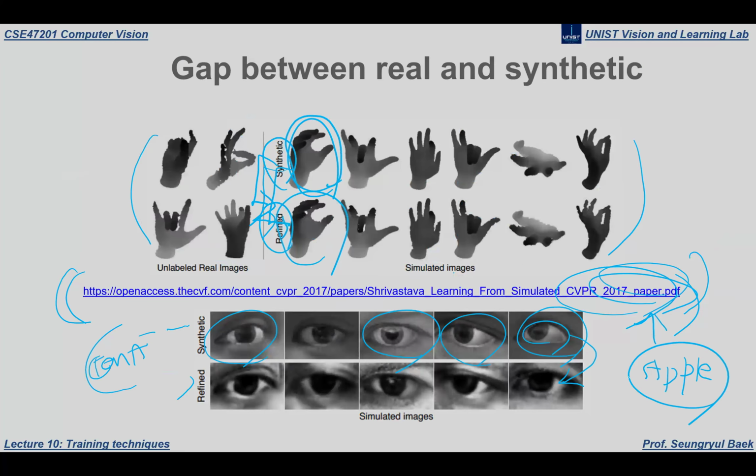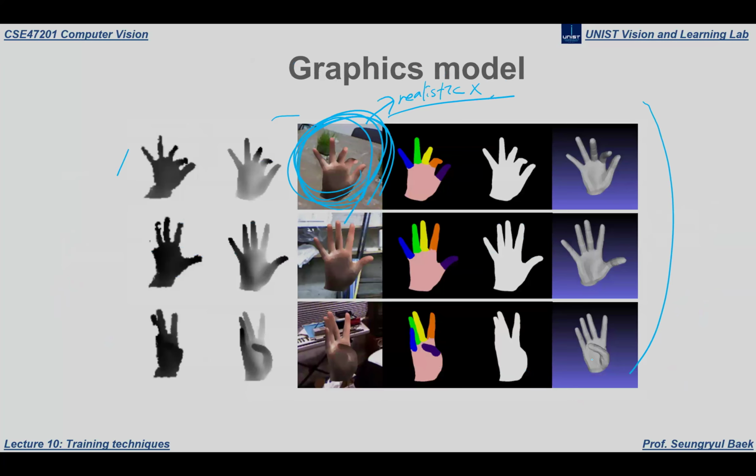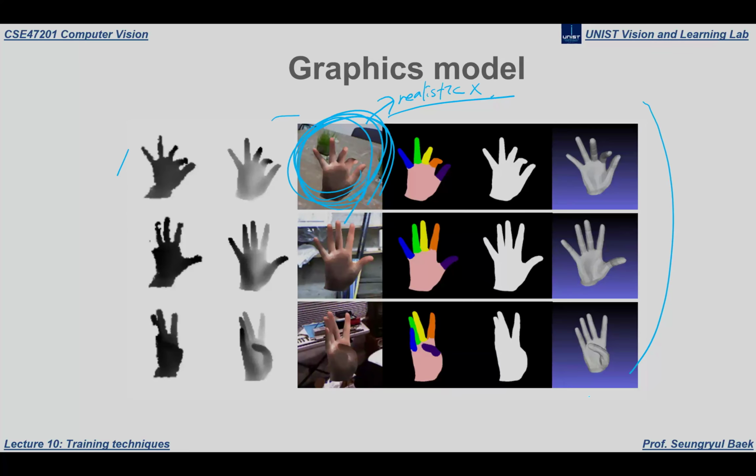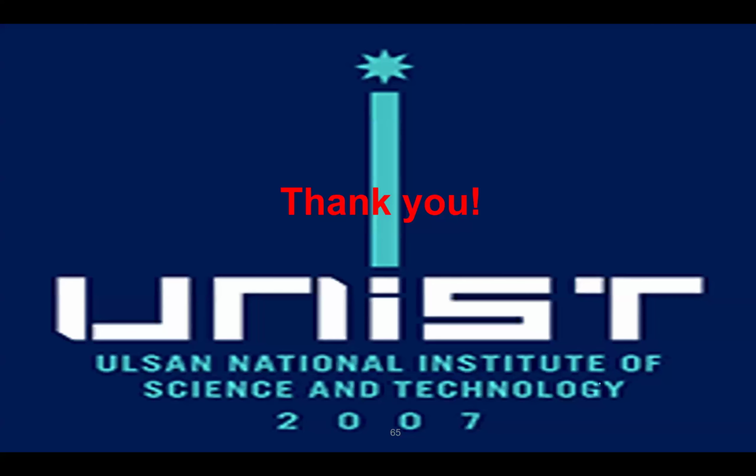So, anyways, these are the techniques you can imagine when wanting to increase the amount of data in the vision domain. Okay, thanks.